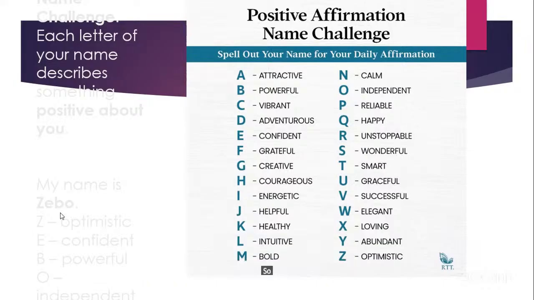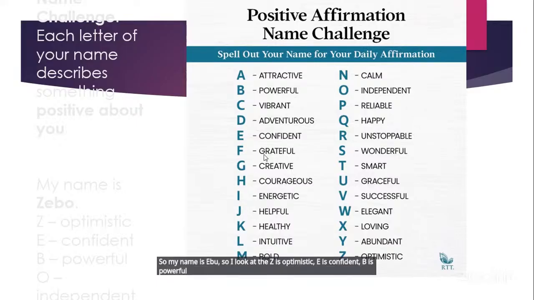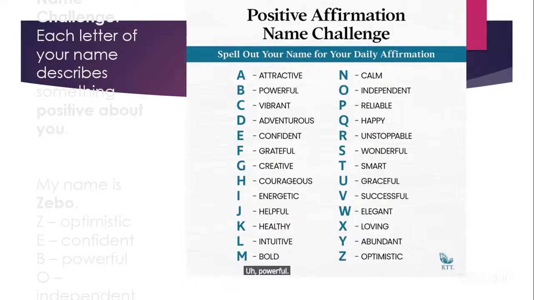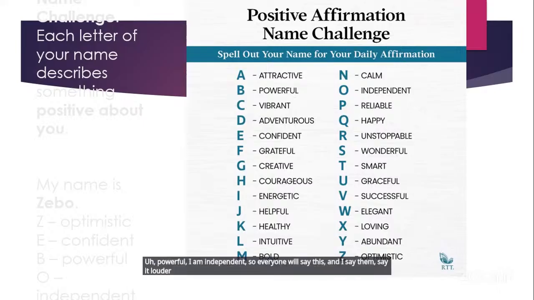So my name is Zebo, so I look at the Z. Z is optimistic, E is confident, B is powerful, and O is independent. So I'm trying to say I am optimistic, I am confident, I am powerful, I am independent. So everyone will say this, and I say to them, say it louder, let you hear what you're saying.